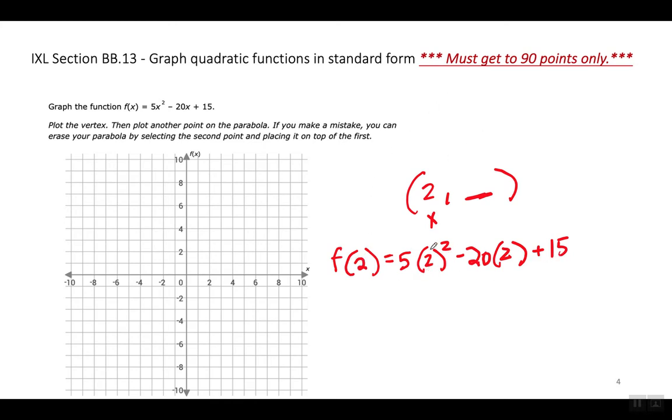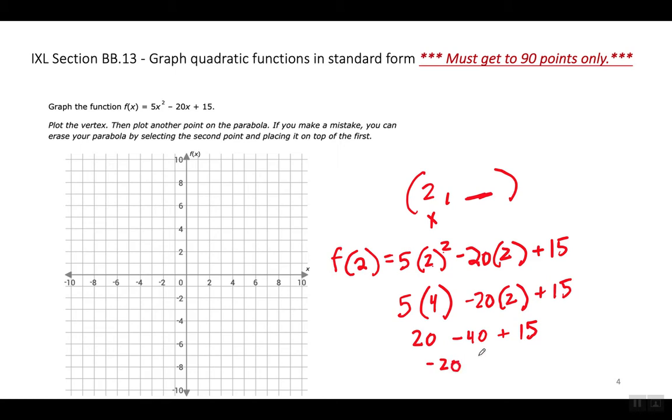Okay, so let me work this out. I'm going to follow the order of operations and do 2 to the second power, which is 4. Now I'm just going to multiply from left to right. So 5 times 4 is 20, and negative 20 times 2 is negative 40. And now I'm going to add and subtract from left to right. 20 minus 40 is negative 20, and negative 20 plus 15 is negative 5. So in other words, when x is 2, y is negative 5. That is my vertex. When x is positive 2, y is negative 5.